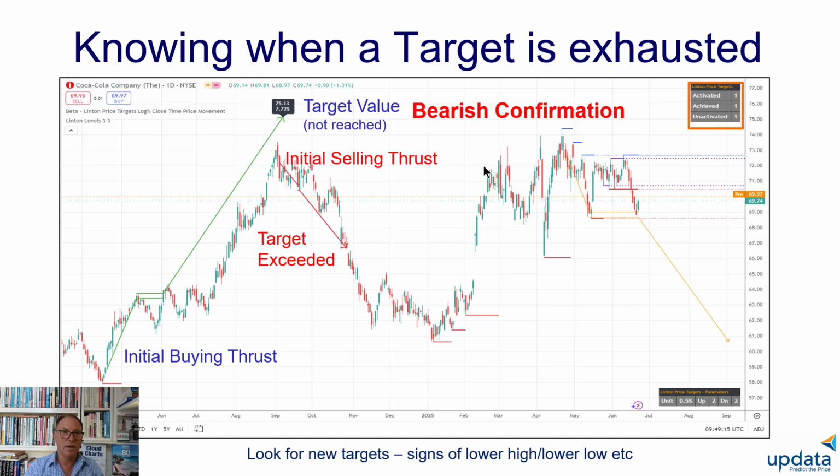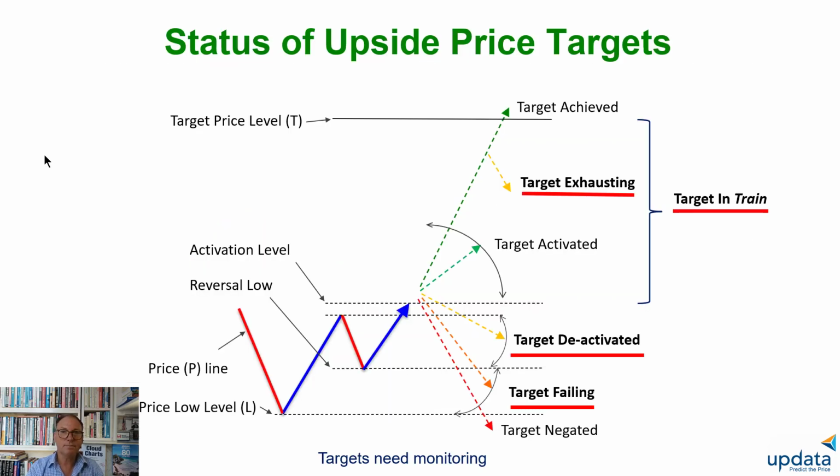And then here we can now say that target is no longer valid, it was not reached, and there was just bearish confirmation. That's a target that's exhausted. Remembering the status of upside targets. So it's very hard to call when there's exhaustion on a target.